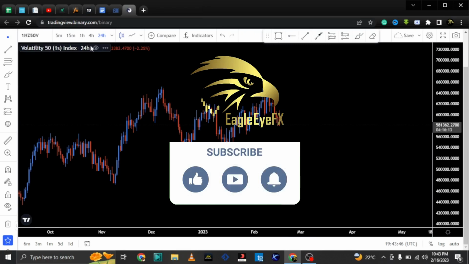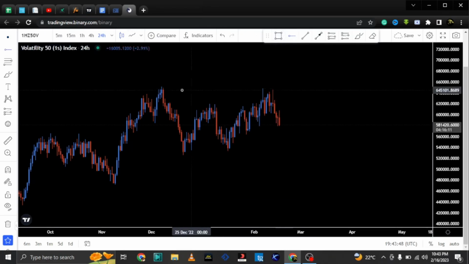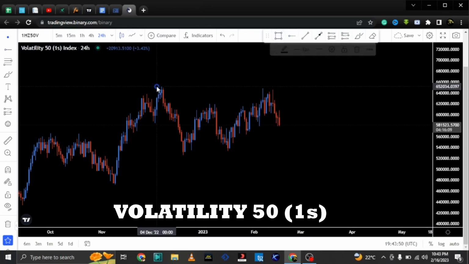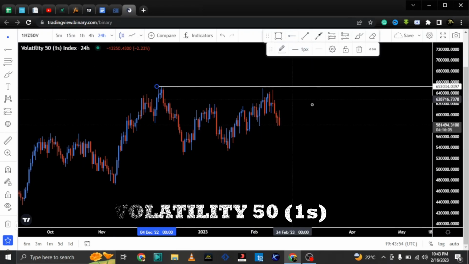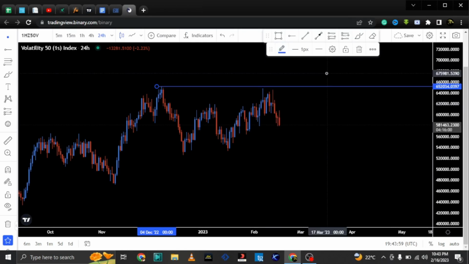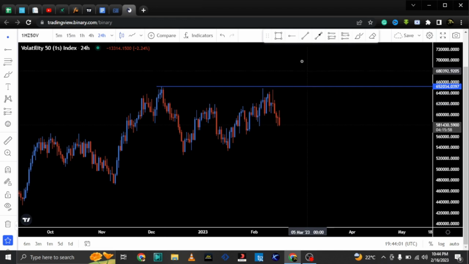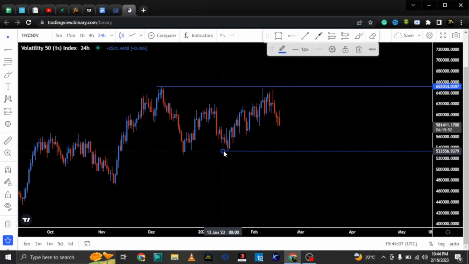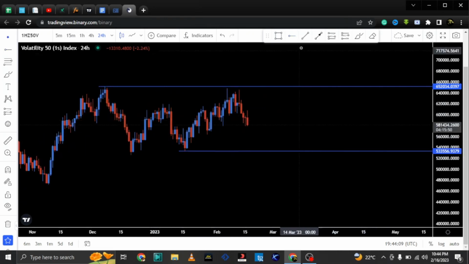All right, guys. So I'm starting with Volatility 51s, and as you can see from the daily time frame, this market has given us this top here. All right, let's make this blue. Okay, so that's very good. So you can see that we are coming from a double top, and of course this is where we are heading to. So you can see that the market gave us a very clear uptrend.